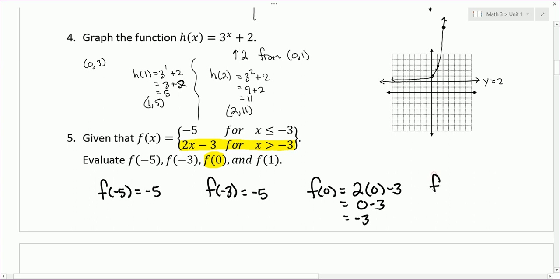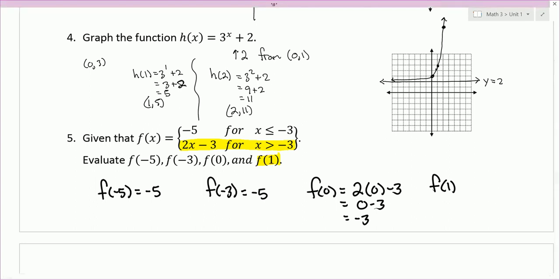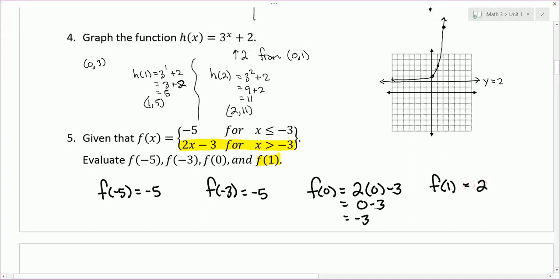And lastly, f(1). Again, when x is 1, that's greater than -3. We're using the second line again. So plug 1 into 2x minus 3, and we end up with 5.